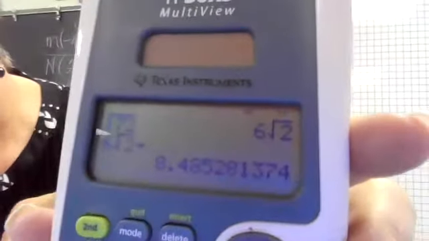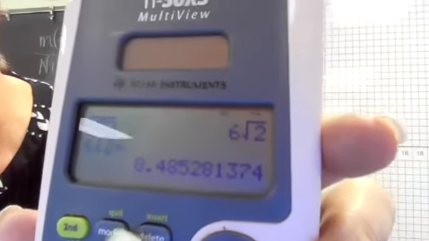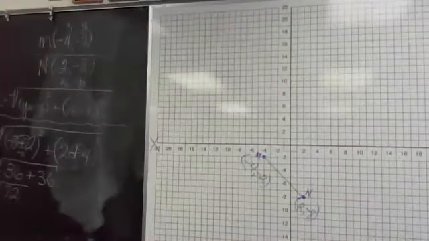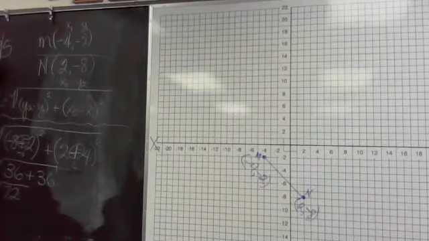So now we have 8.485. Let me get my chalk where it needs to be. 8.485 is what it comes out, and then some more numbers. The reason I just wrote these is because they ask you to round to the nearest 2 decimal places. So this is all they want for the answer, 2 decimal places.